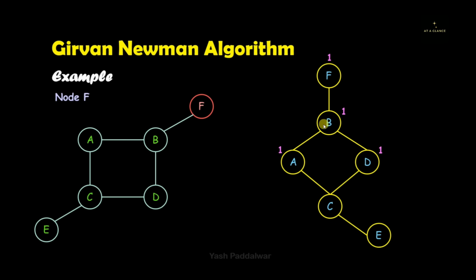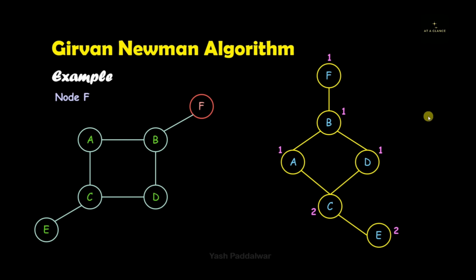Now you can see that for reaching from F to C we have two paths, that is FBAC and FBDC. So hence node weight of C node will be 2. Similarly for reaching from F to E we have two paths, FBACE and FBDCE. So hence the node weightage of E node will be 2.